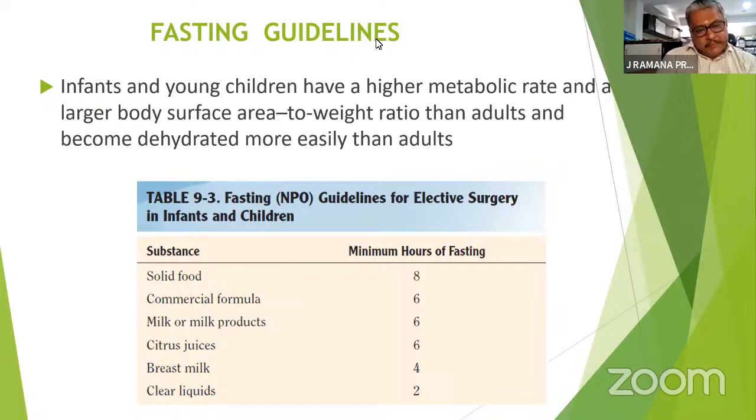Fasting guidelines. Infants and young children have a higher metabolic rate and a large body surface area in relation to the weight than adults and become dehydrated more easily than adults. The NPO guidelines for elective surgery in infants and children: clear liquids, minimum hours of fasting is 2 hours. Breast milk, minimum hours of fasting is 4 hours. Citrus juice, milk or commercial milk formulas, milk and milk products, NBM is 6 hours. For solid food, minimum hours of fasting is 8 hours.